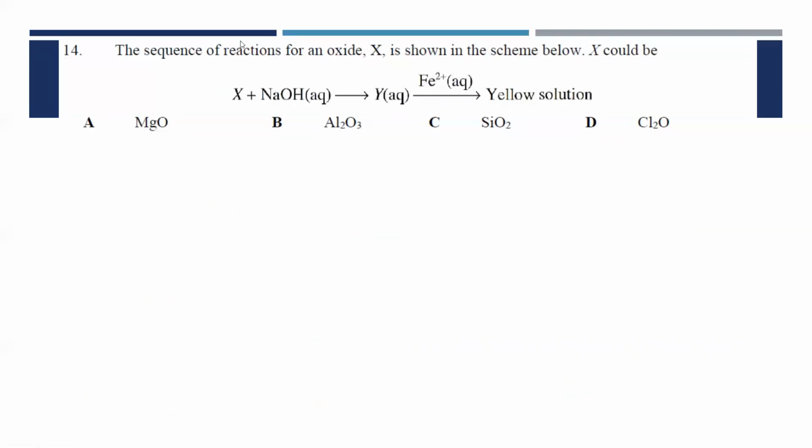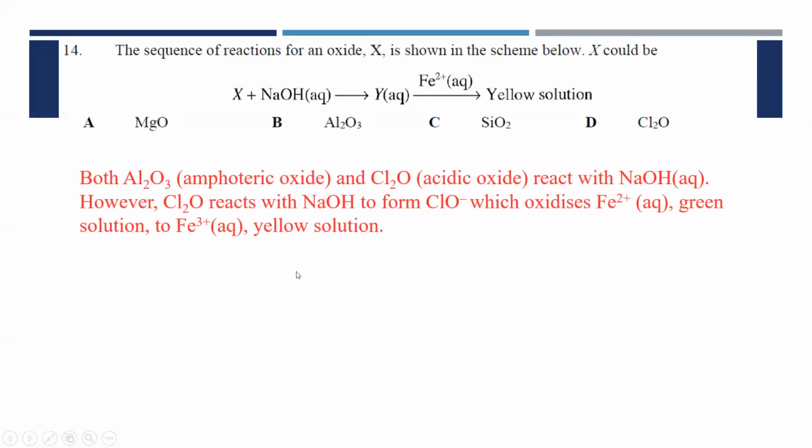The sequence of the reactions for oxide X is shown in the scheme diagram below. You have X plus NaOH gives Y, and Y reacts with Fe2+ to give a yellow solution. A yellow solution indicates that some Fe3+ has been formed from Fe2+. So that's why you form a yellow color solution, which indicates that Fe2+ has already changed to Fe3+. Aluminum oxide is amphoteric while Cl2O is acidic, which reacts with the sodium hydroxide.